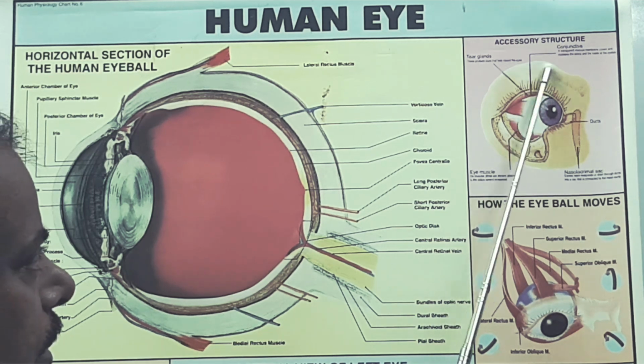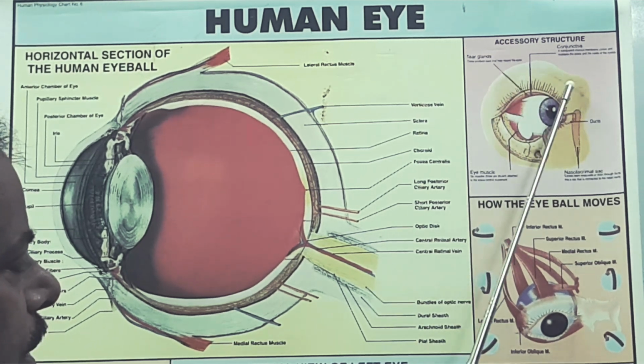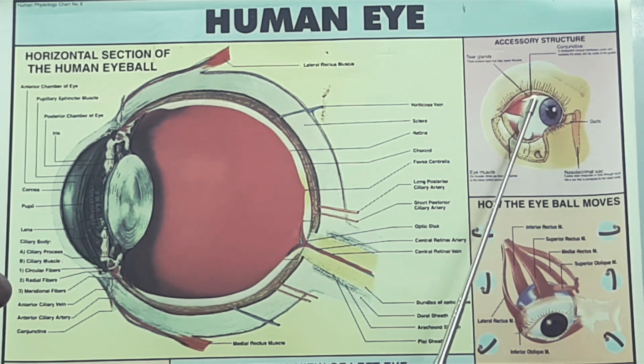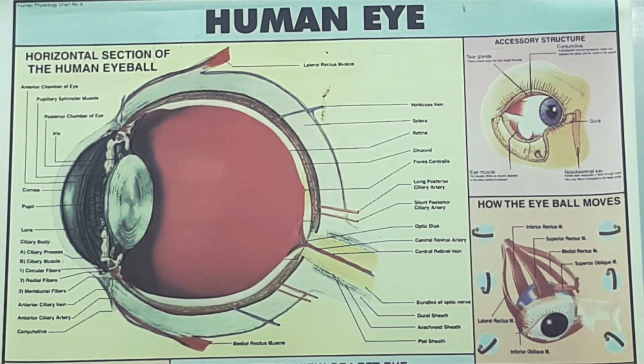Here, eyebrows, which are not part of our eye, but are protective in nature and protect our eyes from trickling perspiration and also from raindrops. Here, these are the two eyelids, upper eyelid and lower eyelid, and they protect the entire front part of the eye as well as prevent entry of foreign particles inside the eye.